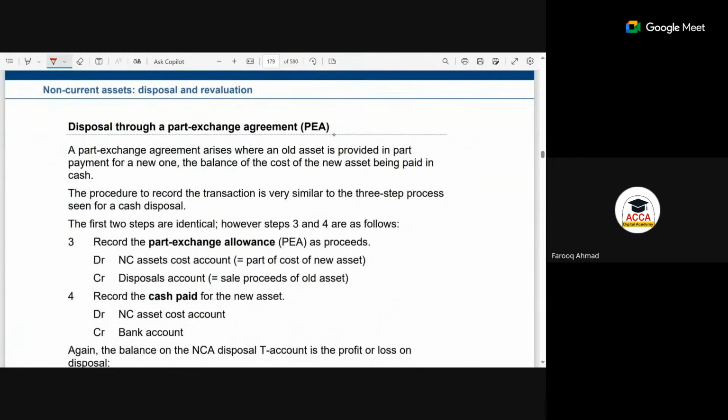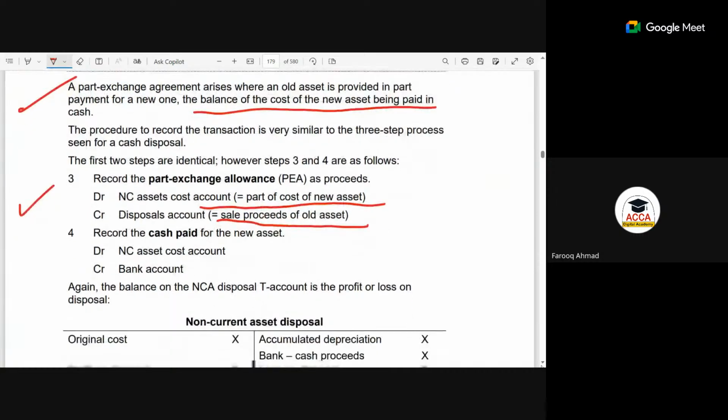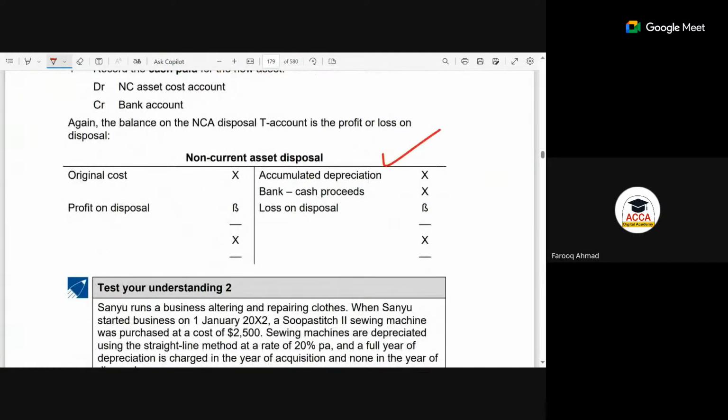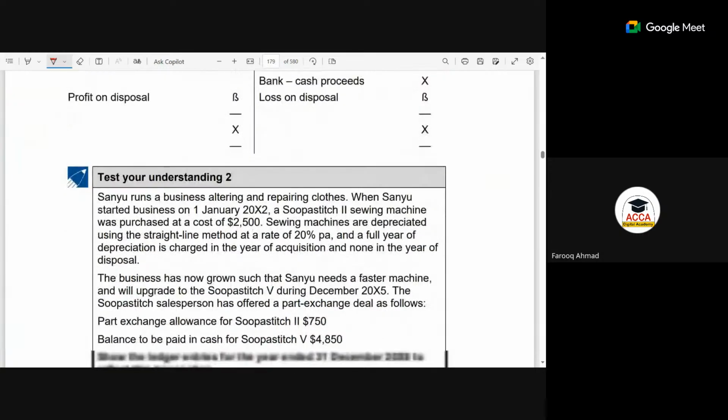Disposal through a part exchange agreement, PEA, how it happens. A part exchange agreement arises when an old asset is provided in part payment for a new one, the balance of the cost of the new asset being paid in cash. How does it proceed? Record the part exchange allowance, PEA, as proceeds, and the non-current asset cost is equal to this, and the disposal account will be credited with this amount. This is a journal and this is a T account of this transaction.